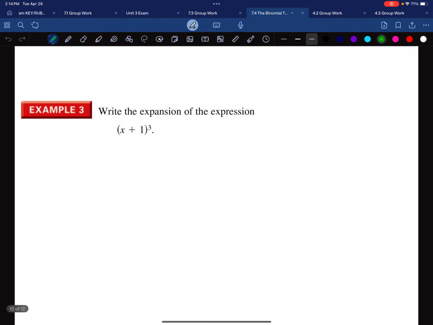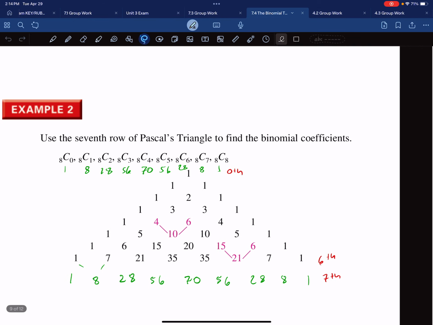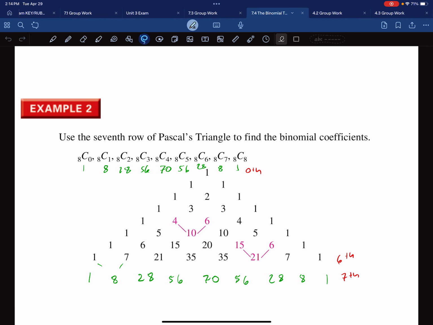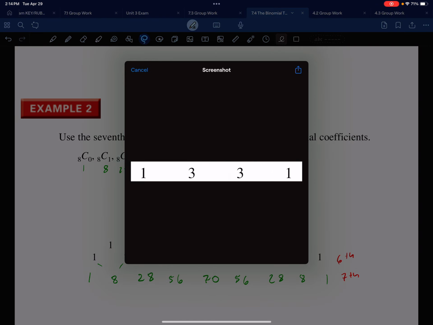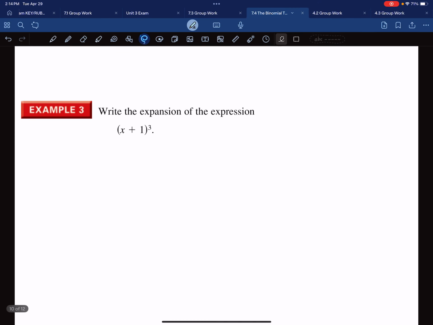Okay. So now we're going to actually do an expansion. Why don't we use the 3rd row of Pascal's triangle to do this expansion? So let me just go back to the other page. So here's my 3rd row. I'm just going to take a picture of that 3rd row, and I'll paste it over here.